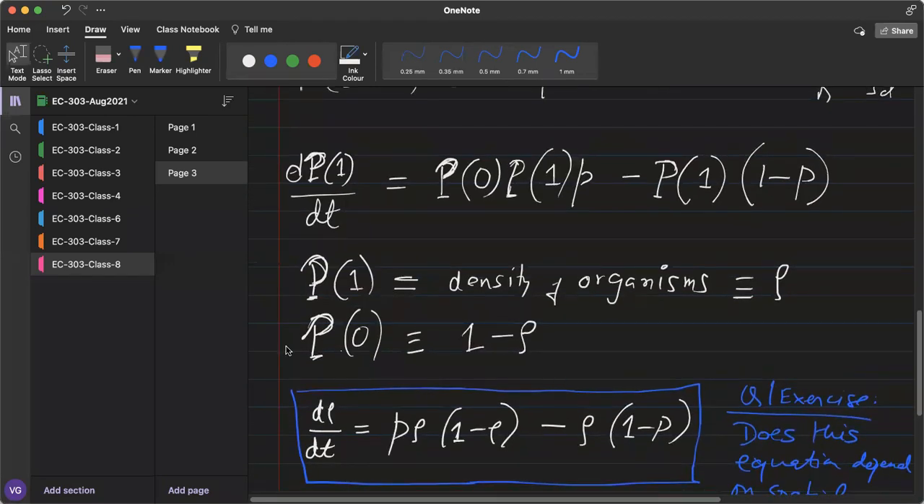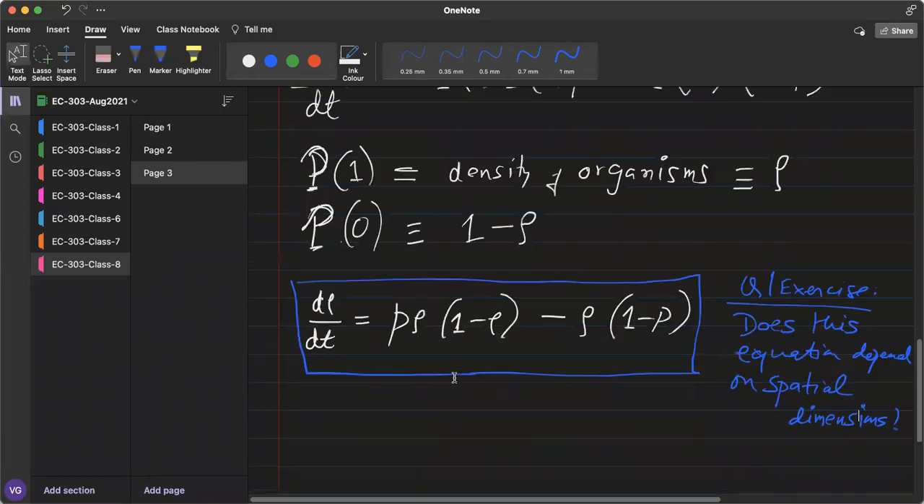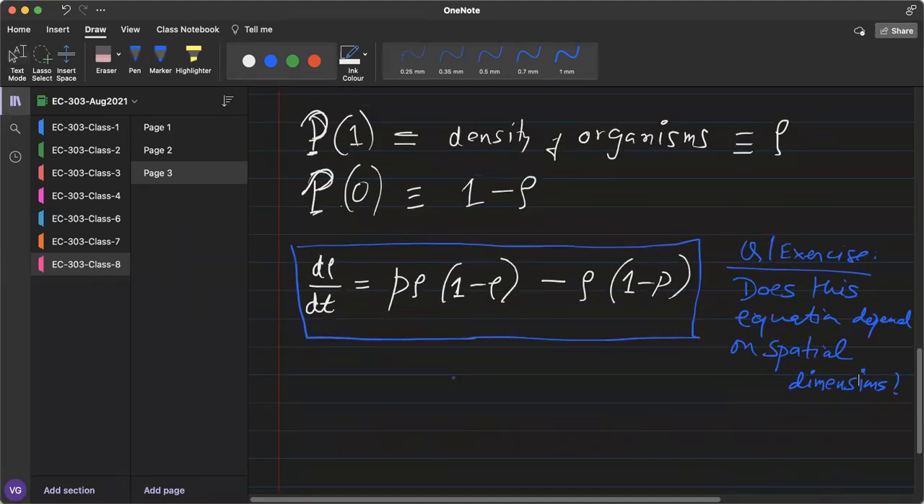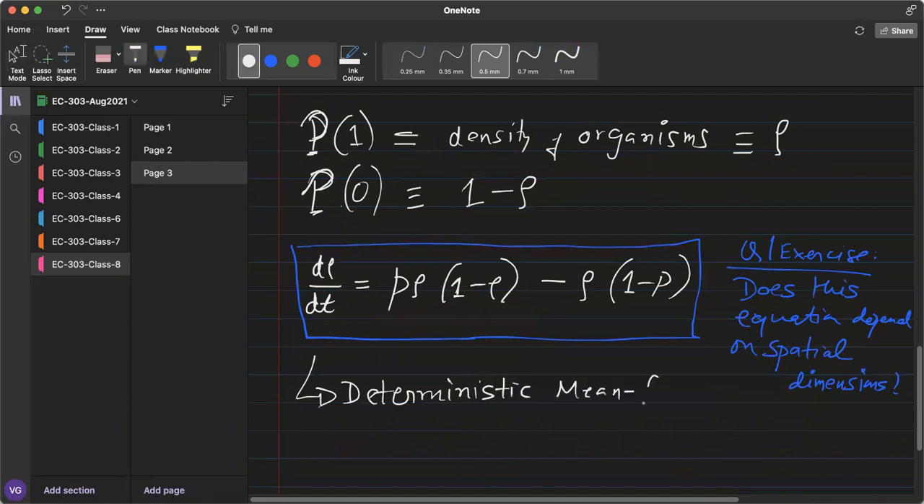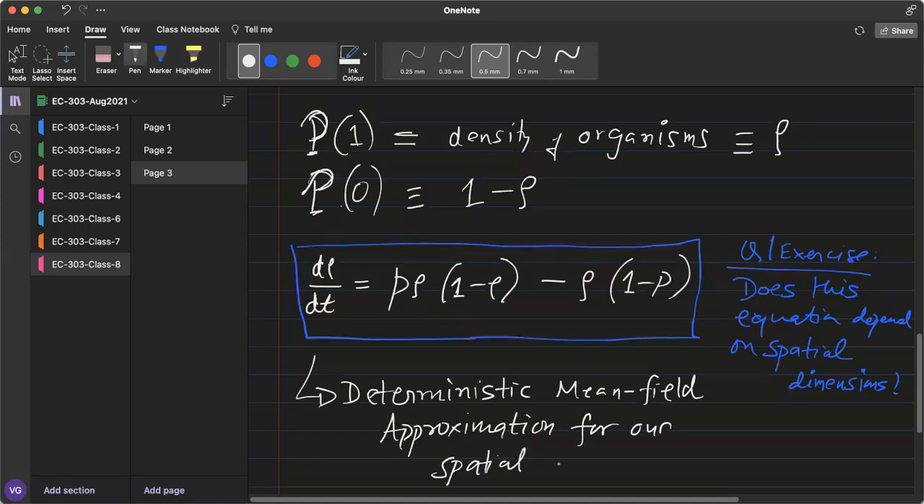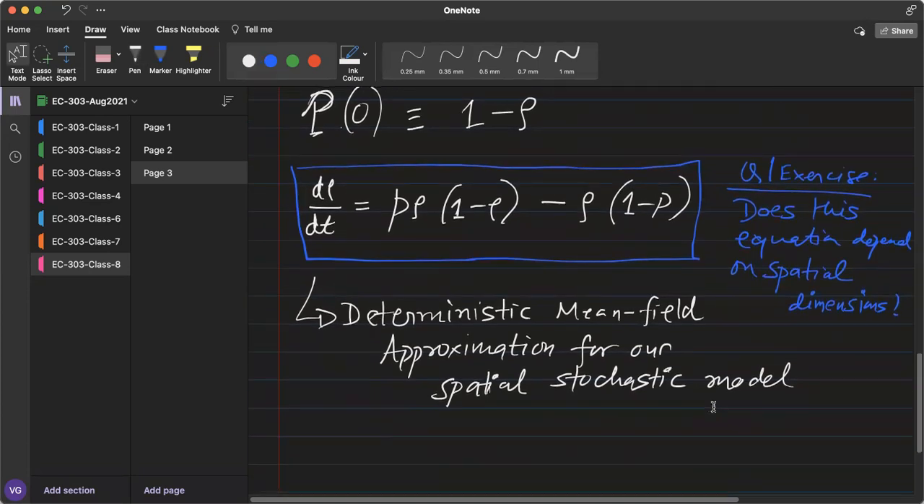Now it's a bit tricky. It depends on how we count the probabilities. So this is called the deterministic mean field approximation for the model that we described, our spatial stochastic model. Any questions before I go forward?